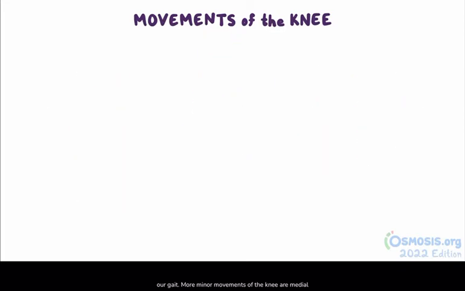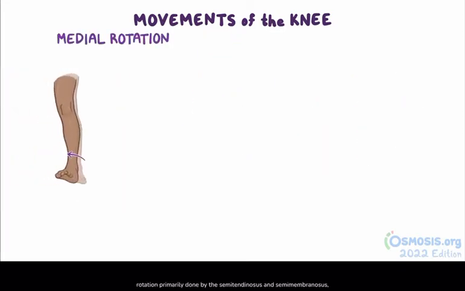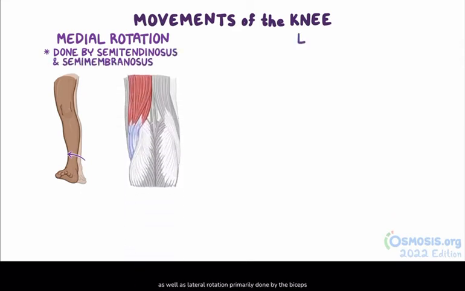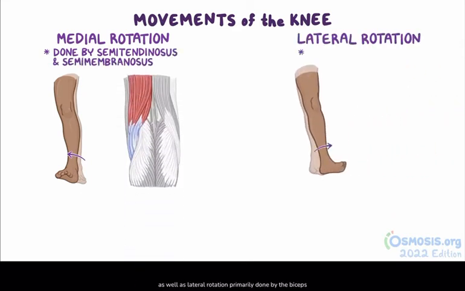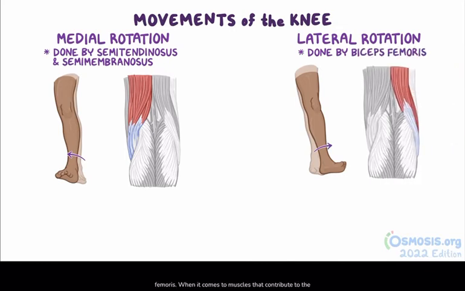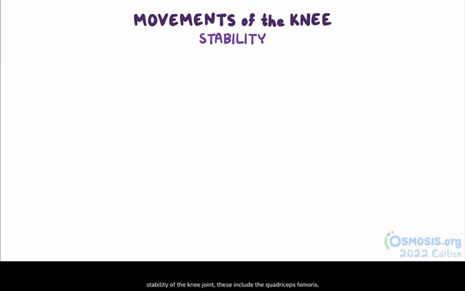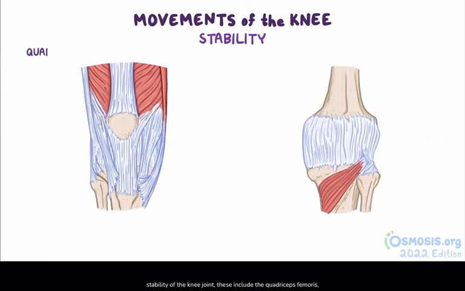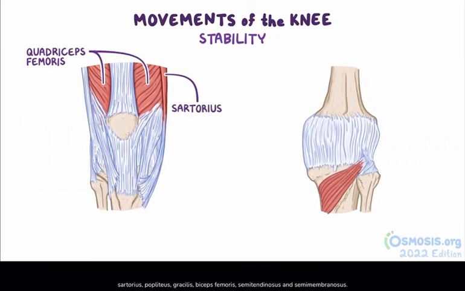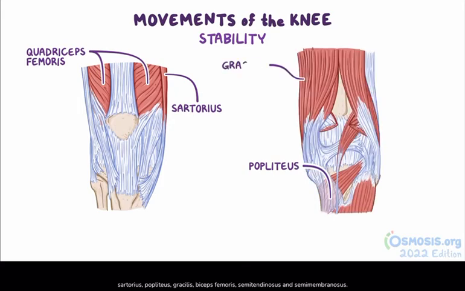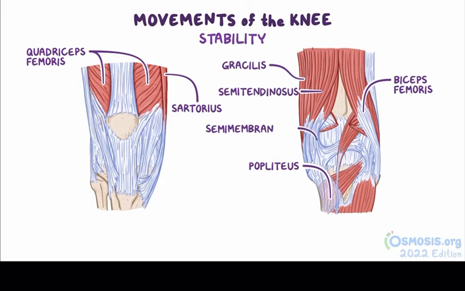More minor movements of the knee are medial rotation, primarily done by the semitendinosus and semimembranosus, as well as lateral rotation, primarily done by the biceps femoris. When it comes to muscles that contribute to the stability of the knee, these include the quadriceps femoris, sartorius, popliteus, gracilis, biceps femoris, semitendinosus, and semimembranosus.